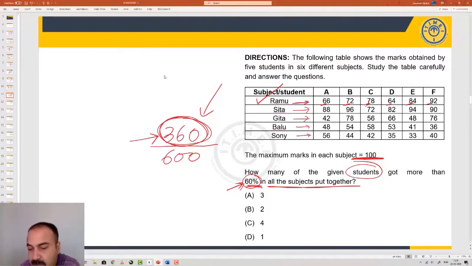Look at Sita. 80 plus 90, 170, 170 plus 70, 240, 240 plus 80, 320, 320 plus 90, 410, 410 plus 90, 500. Decidedly more. Sita also gets more than 60%. Geeta, 40 plus 70, 110, 110 plus 50, 160, 160 plus 60, 220, 220 plus 40, 260, 260 plus 70, 330. That is 330. That is less than 360 right now.